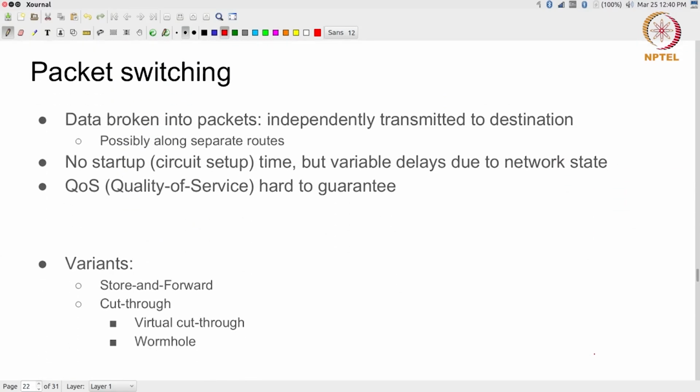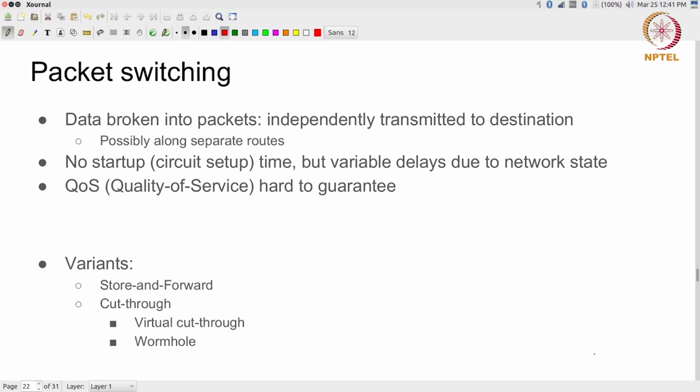Packet switching, on the other hand, takes another approach. It says that I will take data and break it up into packets. This is what happens, for example, on the internet, and the packets can be independently transmitted to the destination, possibly along separate routes. There is really no startup time required because I do not need that back and forth for setting up a circuit. As soon as I have data, I start sending it out, and the routing tables, or whatever routing approach I am following, will take care of finally getting it to the destination.